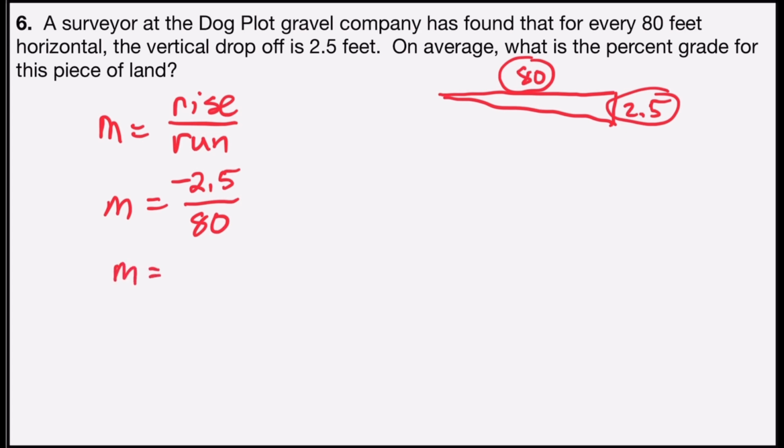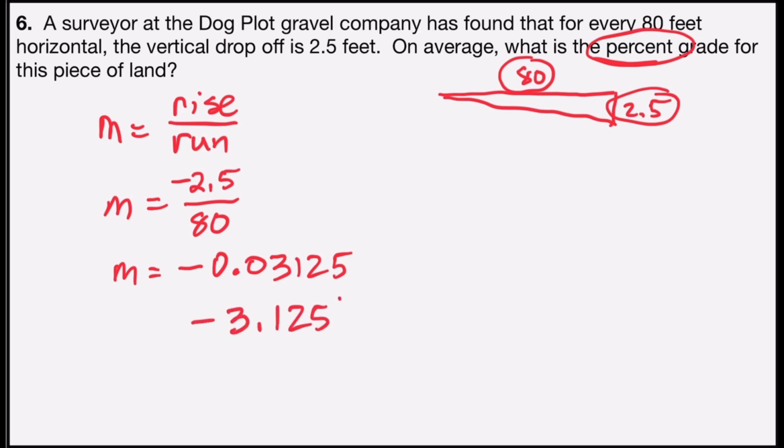Negative 2.5 divided by 80 is negative 0.03125. The question asks, on average, what is the percent grade? So I'm going to multiply this by 100, and I would find out the percent grade is negative 3.125%.